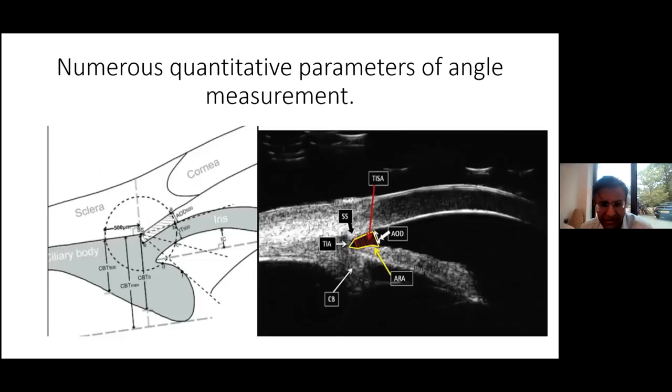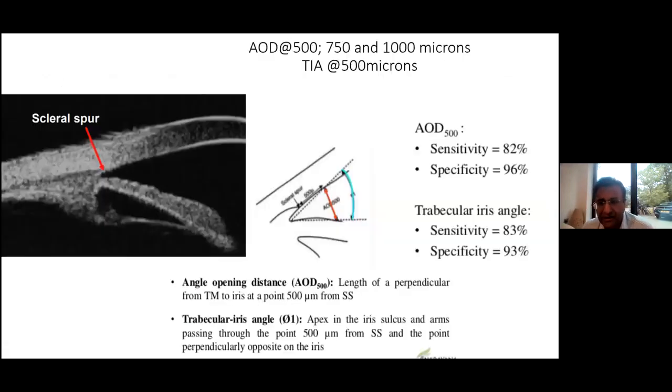Now, I showed this slide to show that the angle is a very, very complex structure. It's a very dynamic structure. There are 1,001 different parameters to be studied. If you read the literature, it's littered with a number of studies talking about different parameters and their association to angle closure or chronic angle closure attacks. But none of them have high sensitivity and specificity together. If a test has a high specificity, then it will have a low sensitivity.